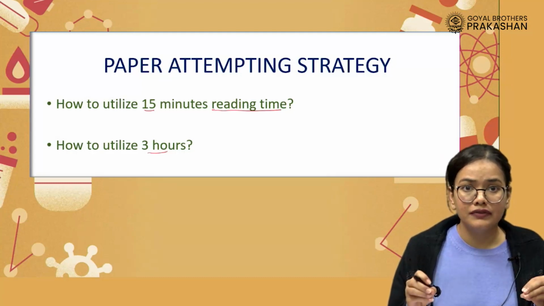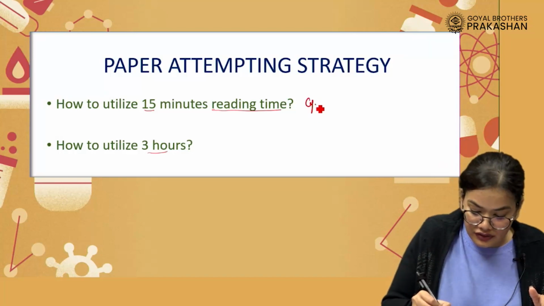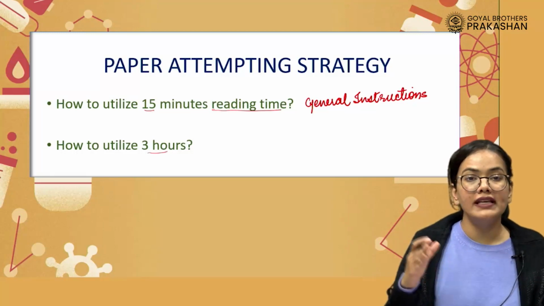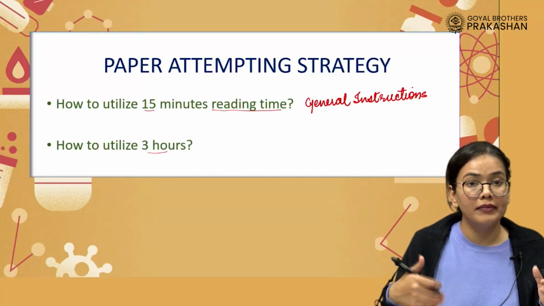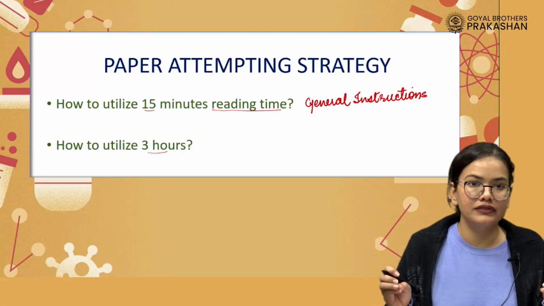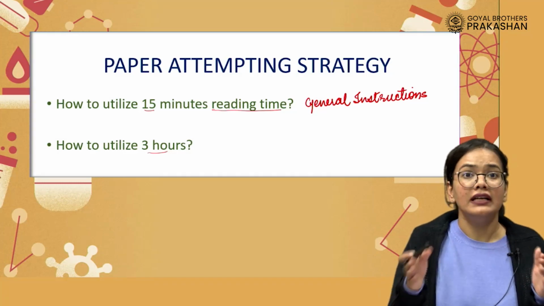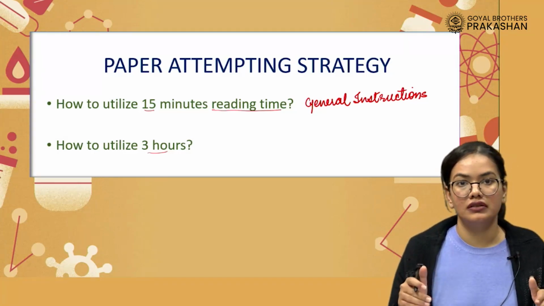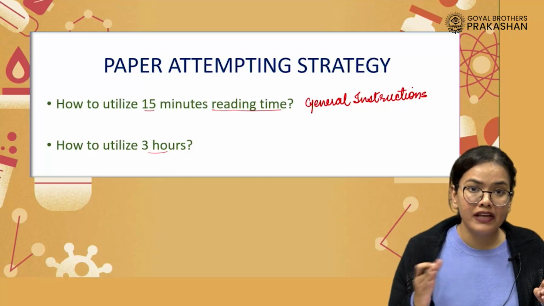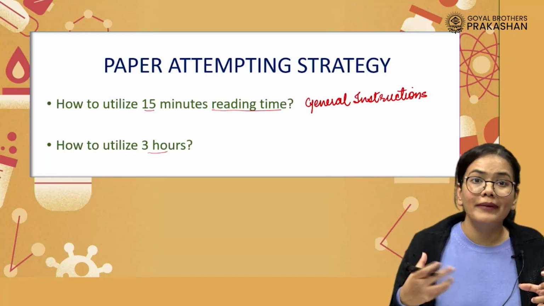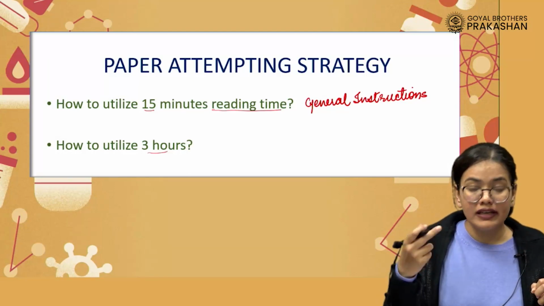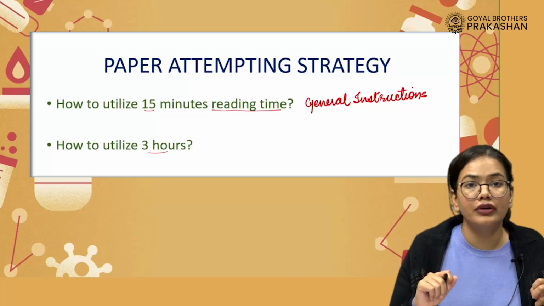What you are going to do in these 15 minutes is read the general instructions, because these general instructions will tell you how many sections are there, what is the weightage of each section, how many choices are there. If there is any change in the pattern of the paper, that will be mentioned in the general instructions given to you. So, spend 2 to 3 minutes here, then flip the pages and see in each section how many choice questions you have. Let's say in section B you have 1 choice question. So, in that 15 minutes read both the choices and decide which question you are going to do.